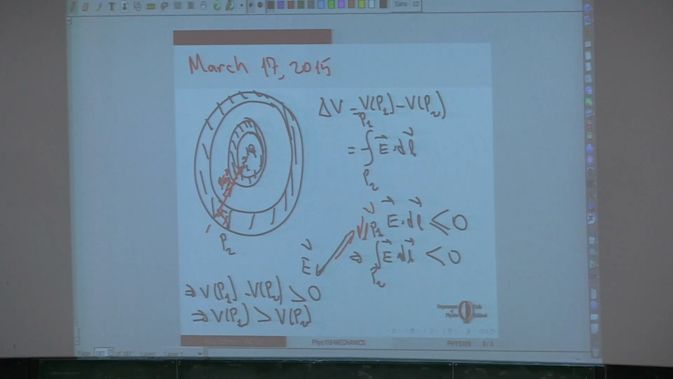Without doing all these integrations, you can always think of the amount of work that you are doing. If you are doing positive work, that means you are increasing the potential energy of the system. If you are doing negative work, that means you are reducing the potential energy of the system. And the potential of a given point, you can just think of it as the potential energy of a unit positive charge. So just imagine a unit positive charge, you carry it from one point to the other point. Are you doing positive work or negative work?